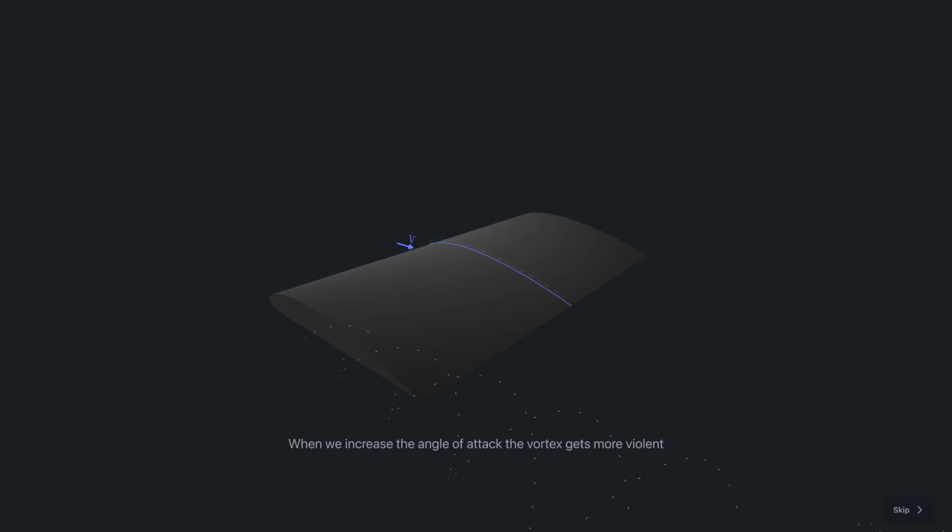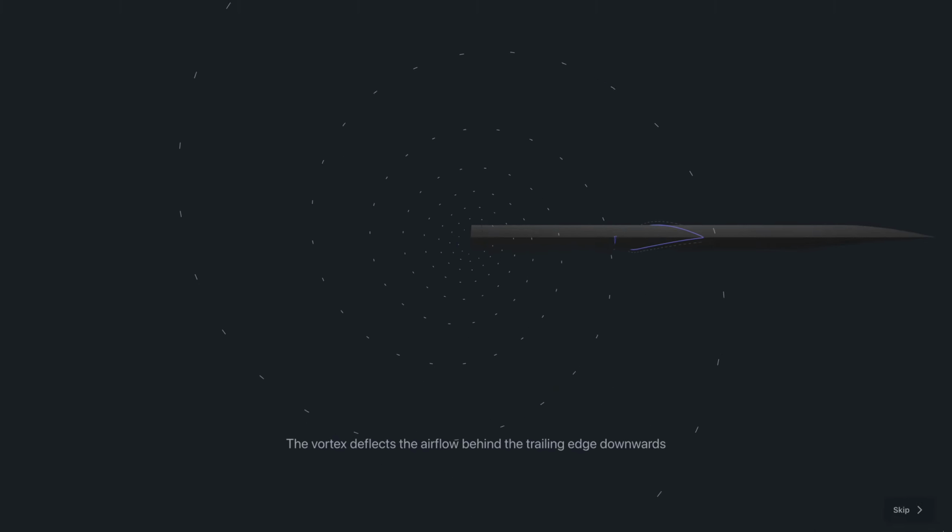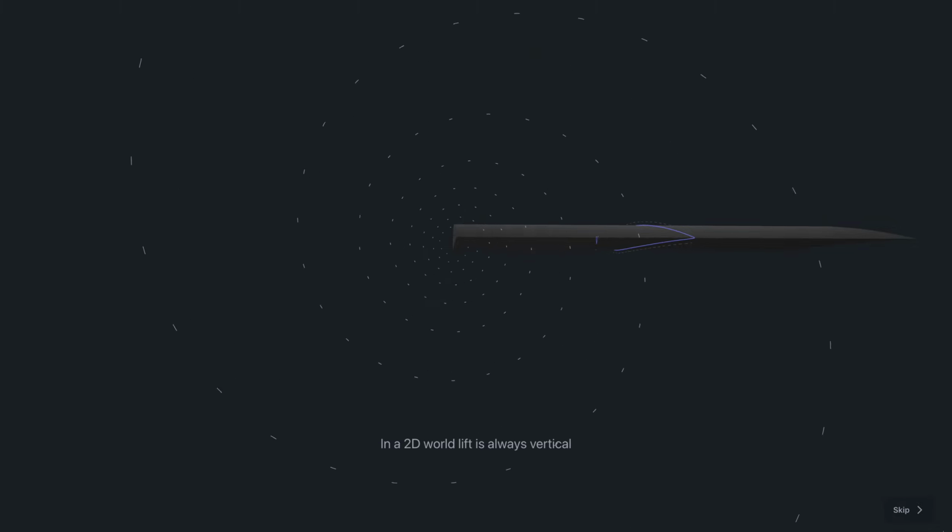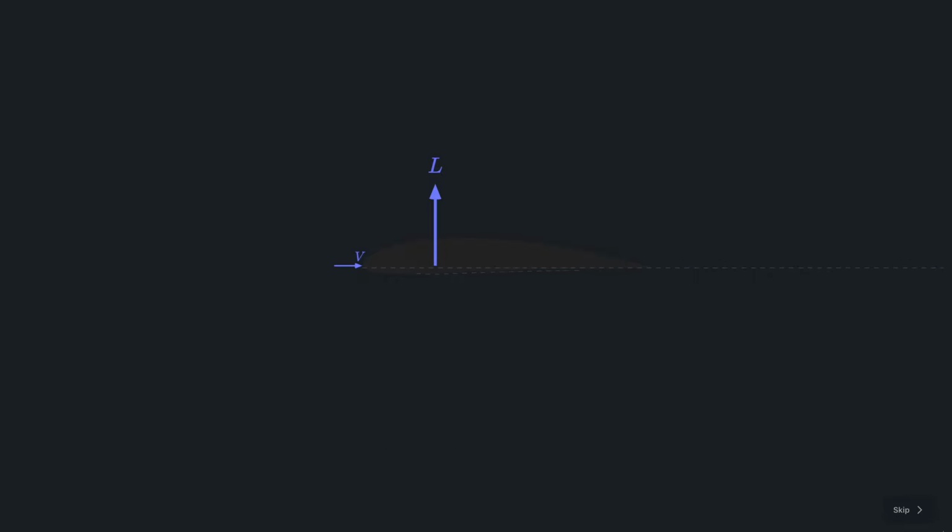When we increase the angle of attack, the vortex intensifies due to a higher pressure difference between the surfaces. Conversely, raising the speed decreases the size of the vortex. The airflow behind the trailing edge is deflected downwards, which we refer to as downwash. In a 2D context, lift remains entirely vertical, and there is no generation of downwash by an airfoil. However, when we transition to a 3D wing, downwash angles the relative airflow backwards.